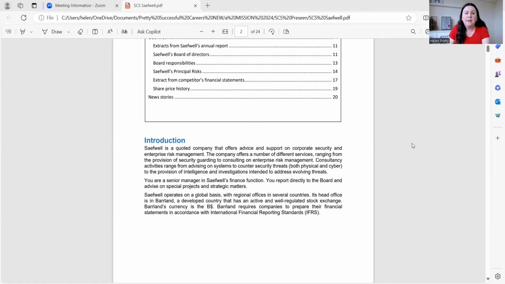You are a senior manager in Saefwell's finance function. You report directly to the board and you advise on special projects and strategic matters. Saefwell operates on a global basis with regional offices in several countries. Its head office is in Baarland, a developed country that has an active and well-regulated stock exchange. Baarland's currency is the B dollar. Baarland requires companies to prepare their financial statements in accordance with International Financial Reporting Standards, IFRS.